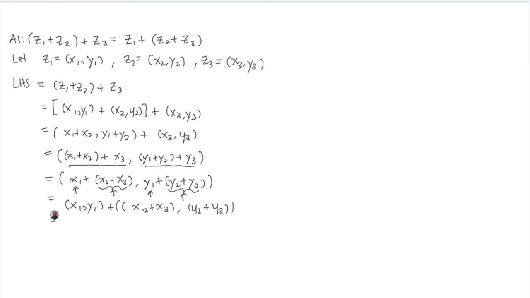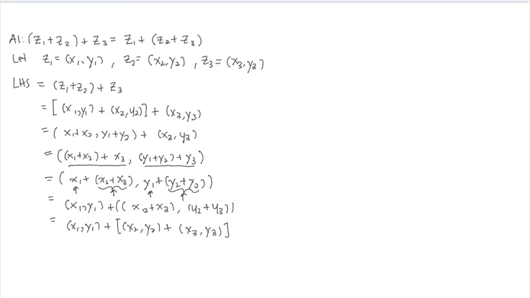But again, that second complex number can still be split into a sum of two complex numbers. So let me rewrite (x1, y1) for the first complex number. And then for the second part, we have (x2, y2) plus (x3, y3). So the second number was written as the sum of the two complex numbers, (x2, y2) and (x3, y3).